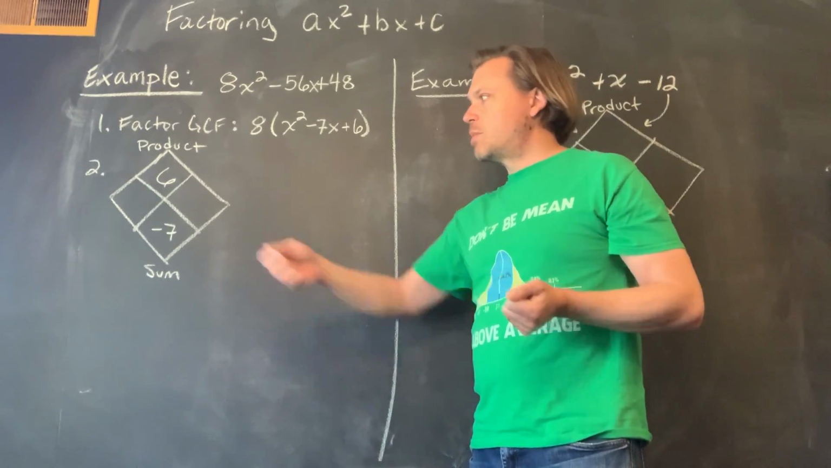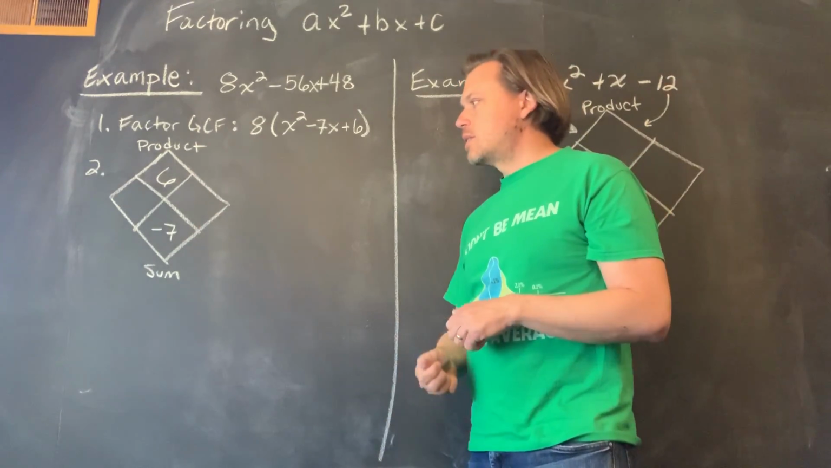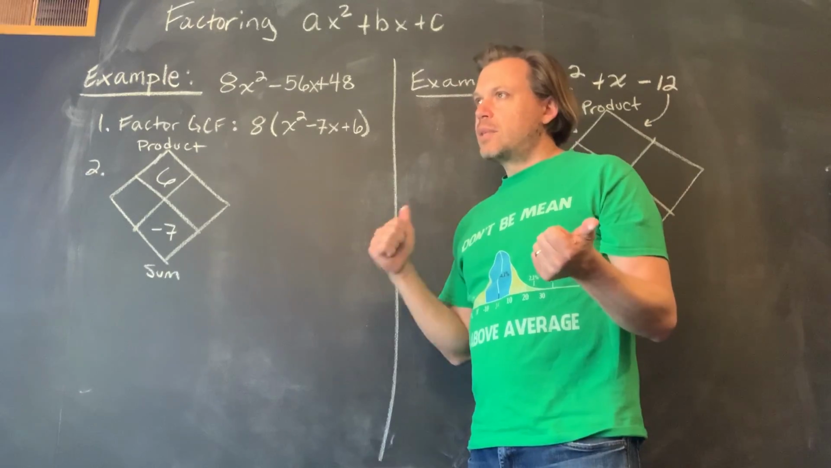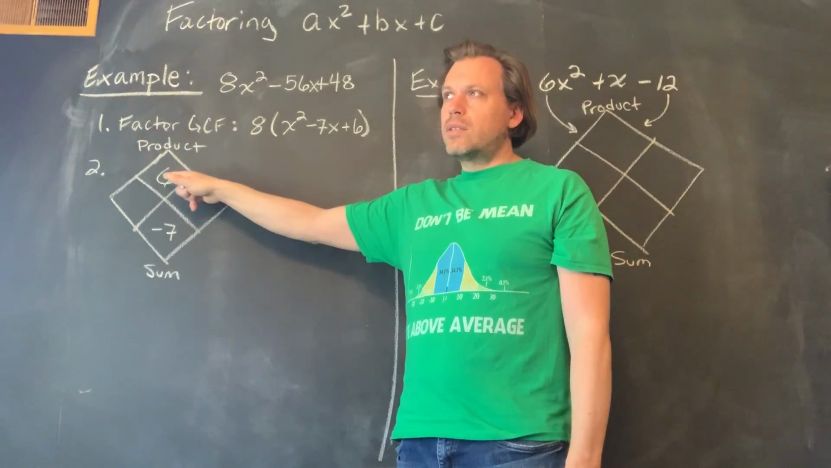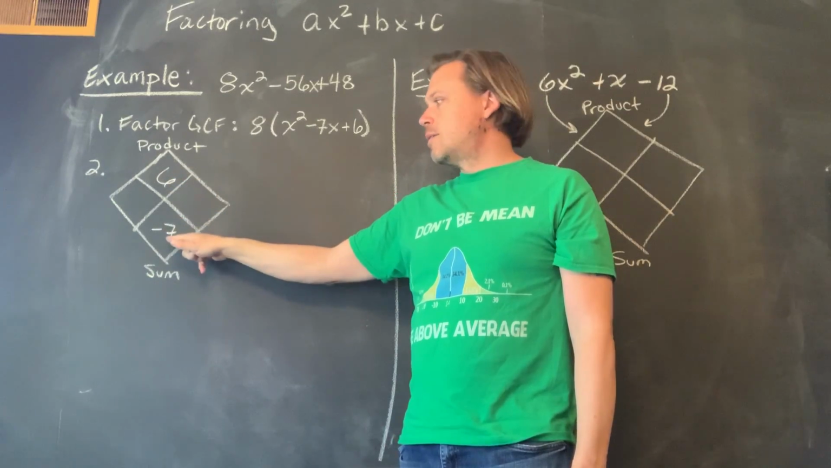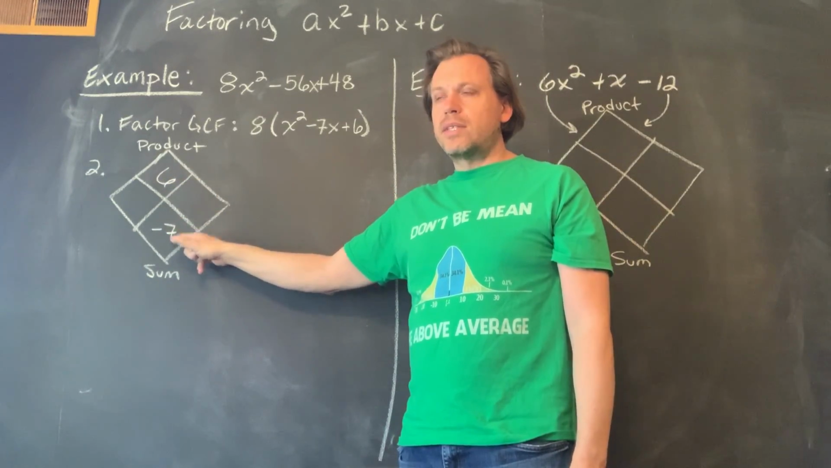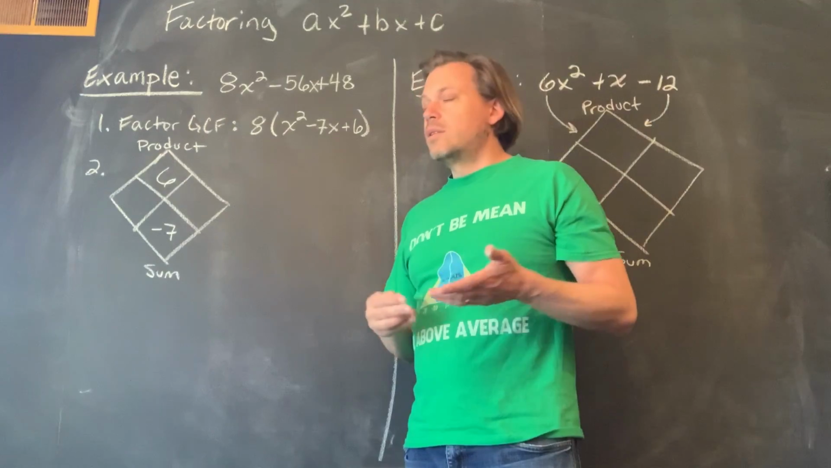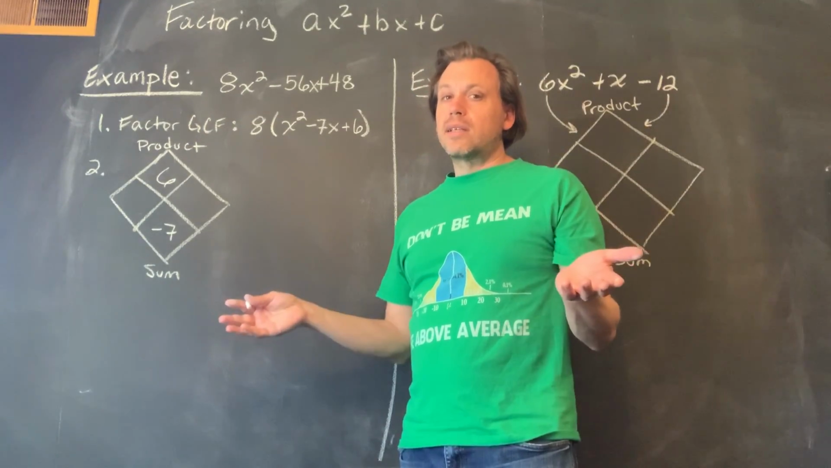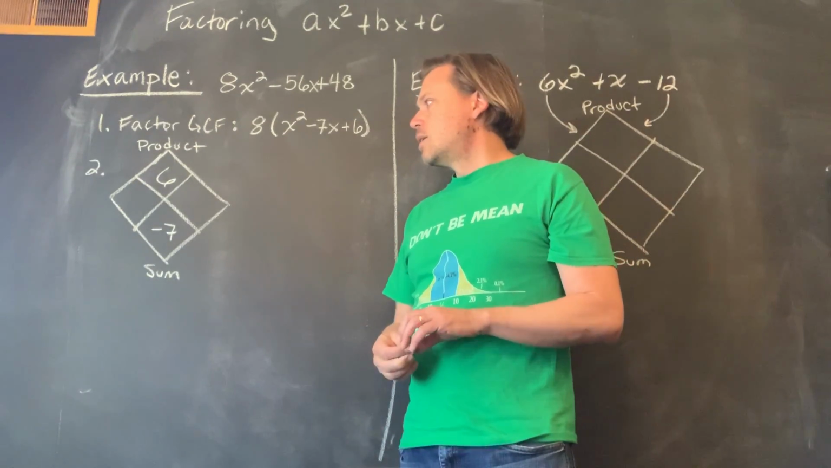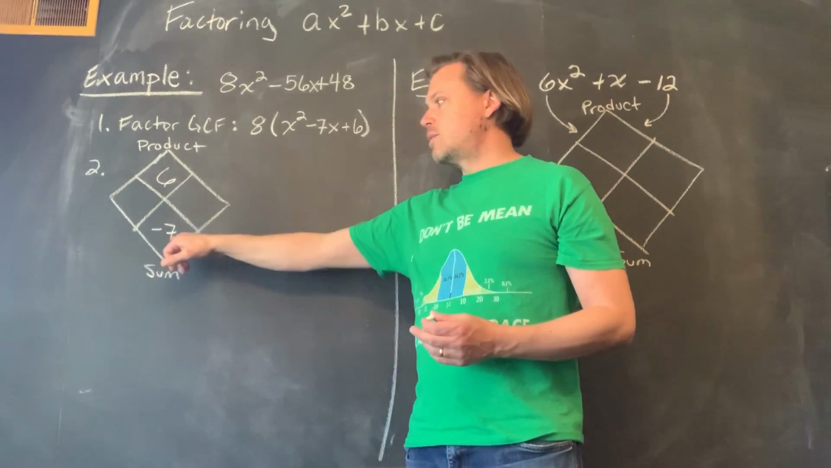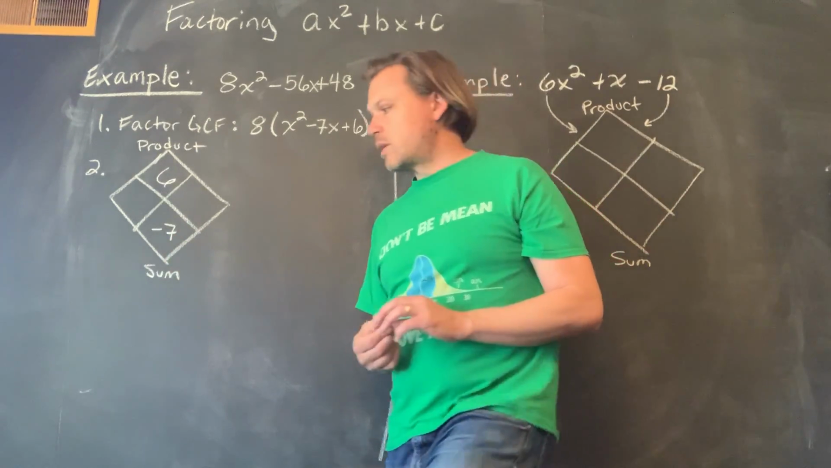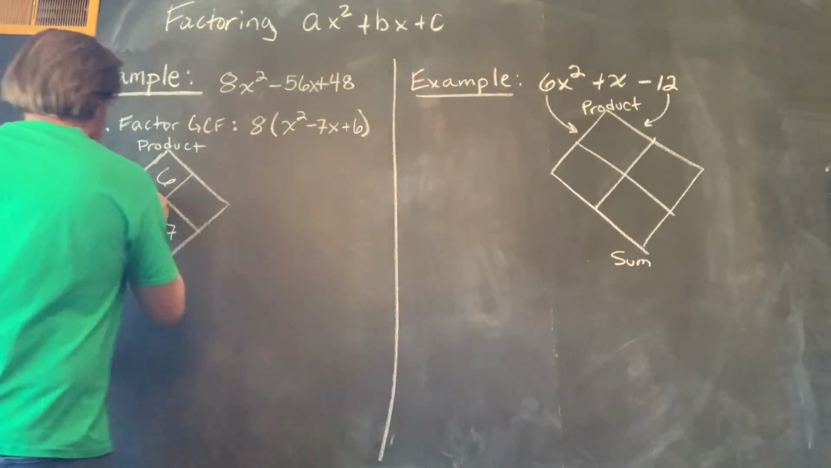Negative times a negative is a positive, but a negative plus a negative is a negative. Negative 2 times negative 3 is positive 6. But when you add negative 2 plus negative 3, you get negative 5, not negative 7. So it can't be 2 and 3. The only other thing it could be is 1 and 6. You could always try that one. So negative 6 times negative 1, if you add those together, you get negative 7. So that works.